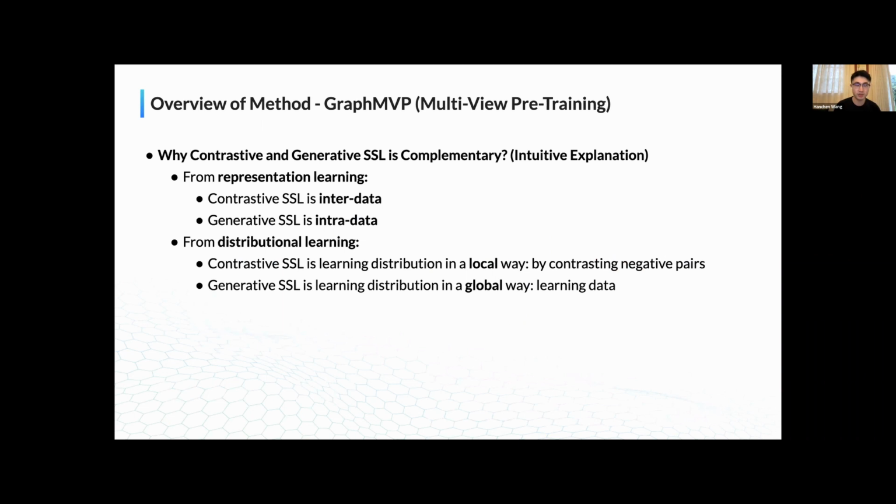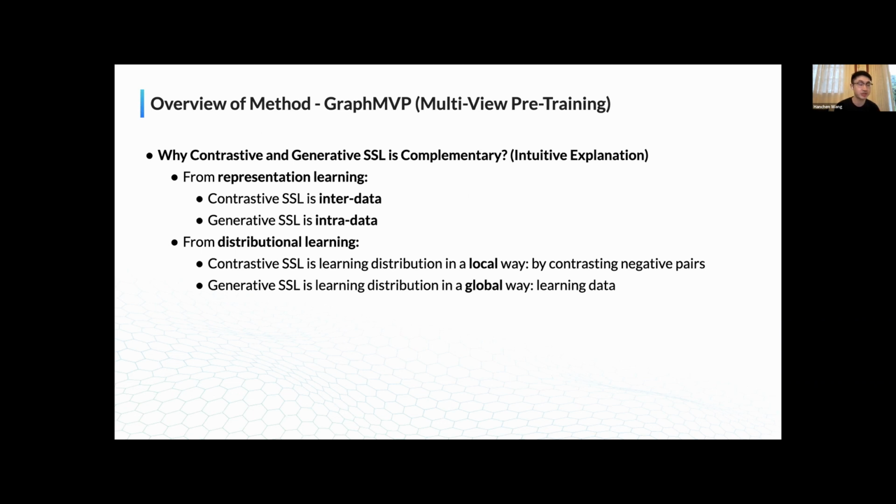Okay, so to make a slight summary of the three parts of GraphMVP: we observe that simply combining the contrastive and generative SSL objectives is beneficial, which we think might be because they are complementary for representation learning tasks. So we provide some intuitive explanation for that.